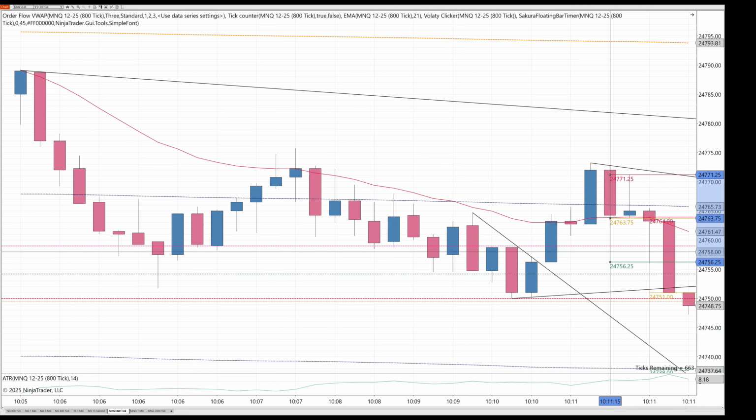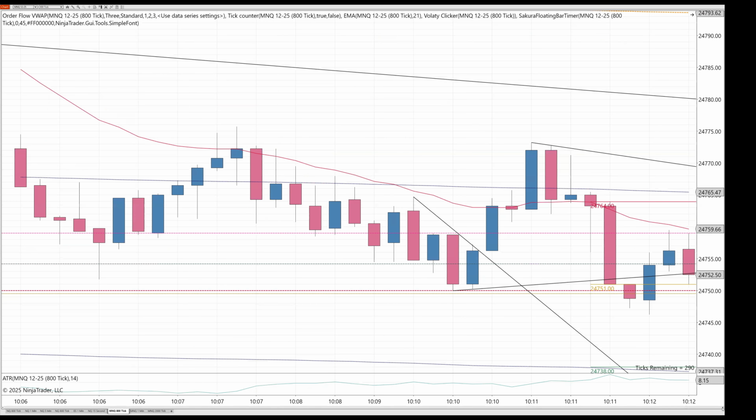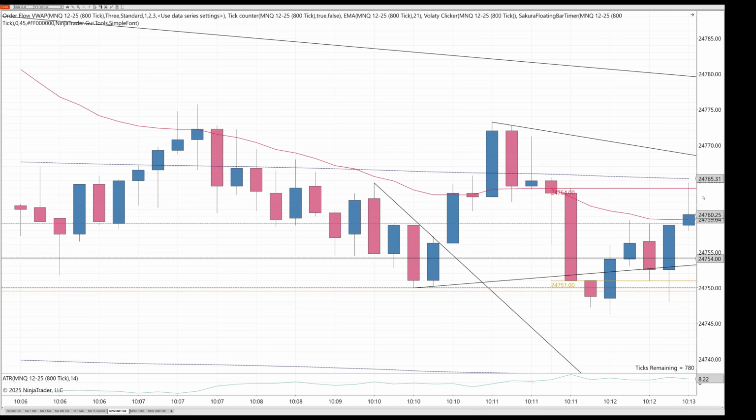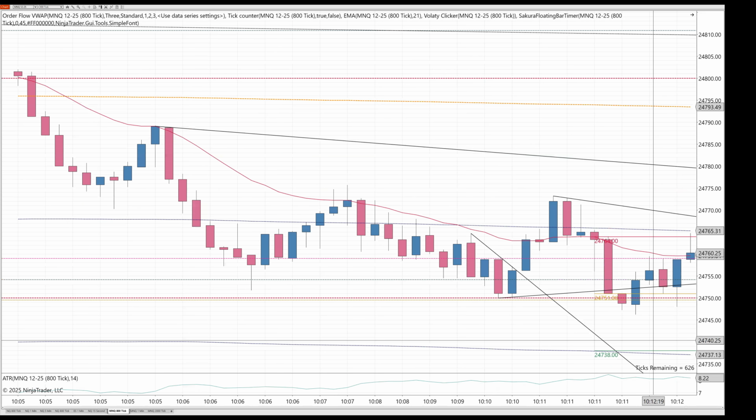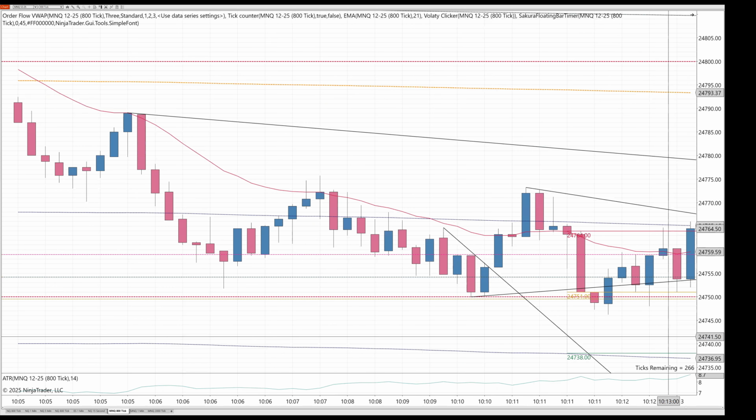We have 750 right there. Golden ruler is right there. And that's exactly what happens. We get stopped out. Yep, we get stopped out.